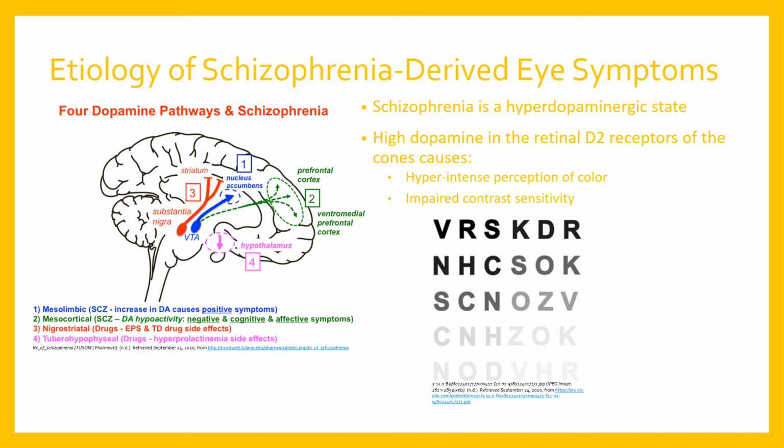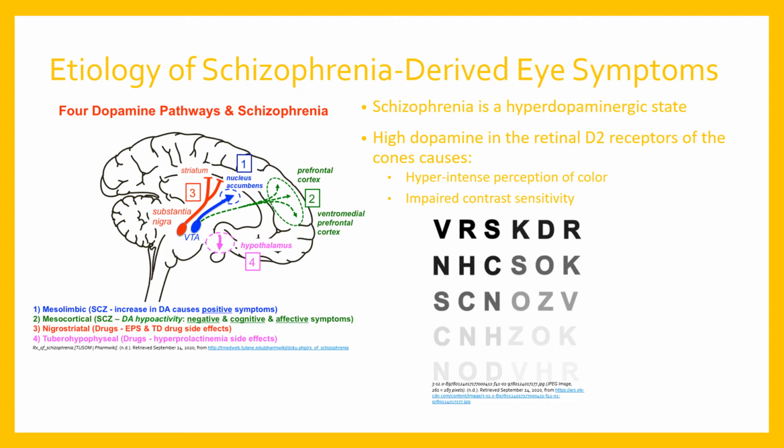So we should note at this point that schizophrenia is a hyperdopaminergic state. In contrast, Parkinson's disease is a disease that lacks dopamine. So they are opposites, which means sometimes when you're treating schizophrenia by depleting some of the dopamine production, this can cause some Parkinsonian symptoms and vice versa.